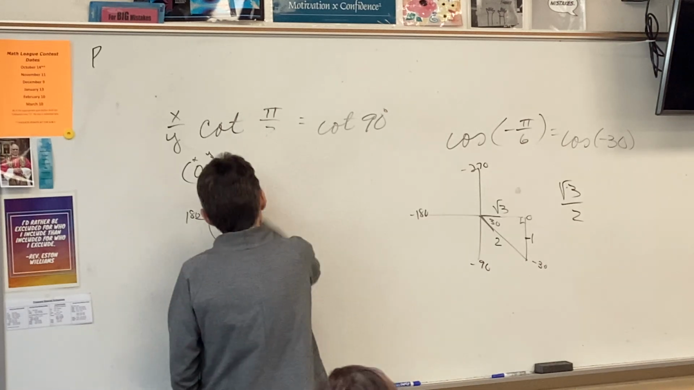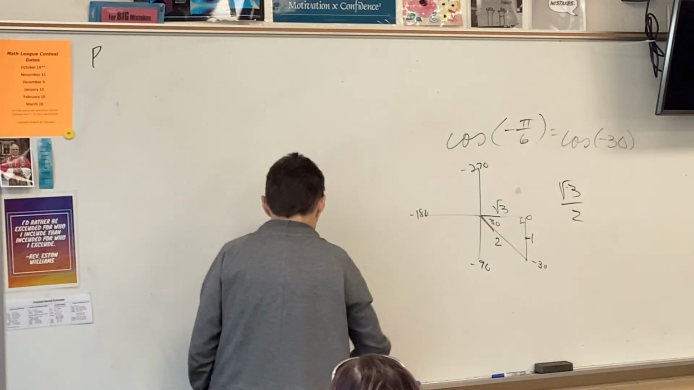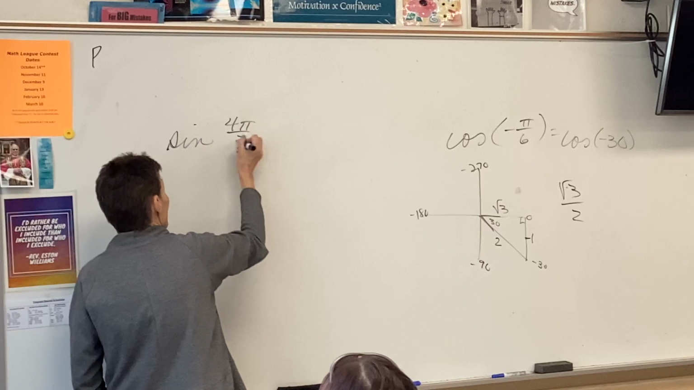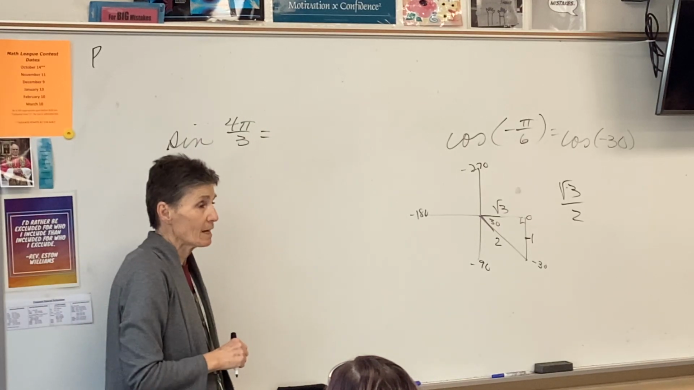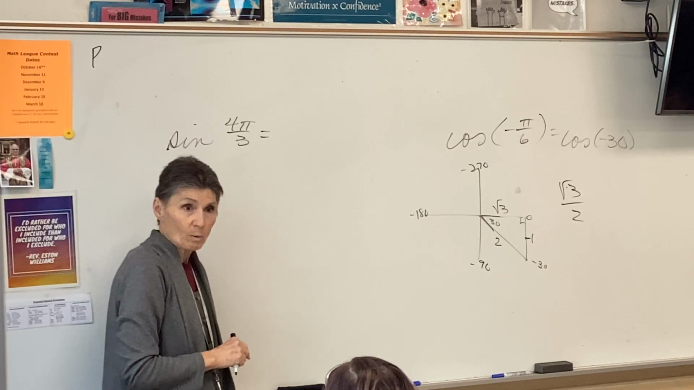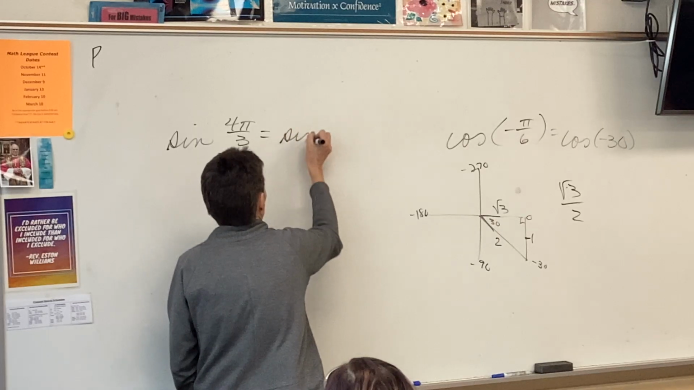Sine 4 pi over 3. All right, this is exactly what your quiz is going to look like tomorrow, guys. So what are you going to do first when you get that paper? You will have a baby calculator, if you need it. 4 times 180 divided by 3. So that is 240.